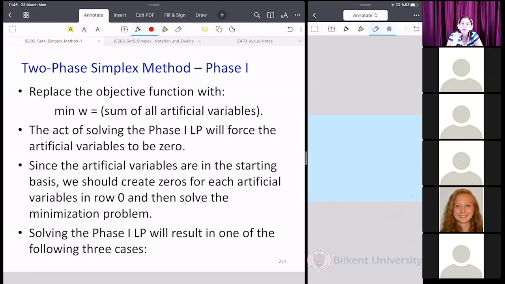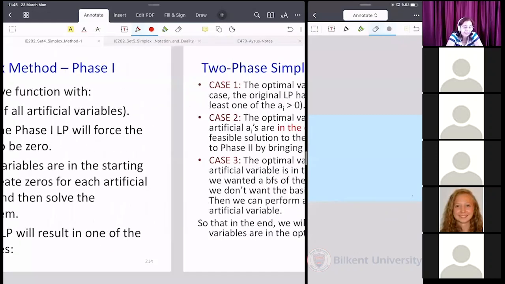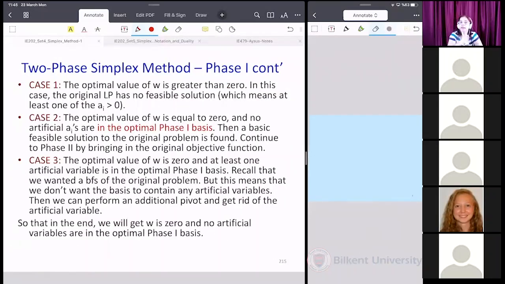All right? Now, phase 1 will end in one of three cases. Case 1, the optimal objective function value is positive. That means I still have some artificial variables in the basis with positive values, all right? That means our original problem is infeasible.